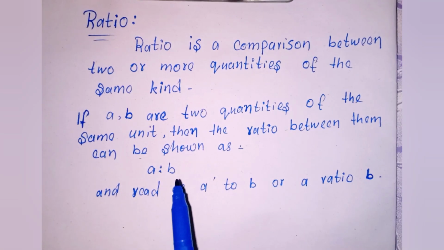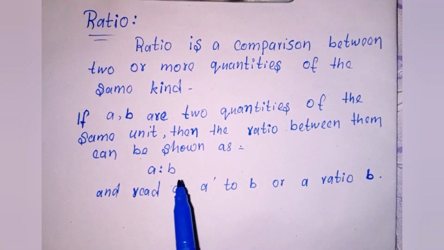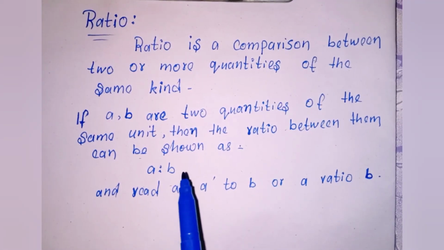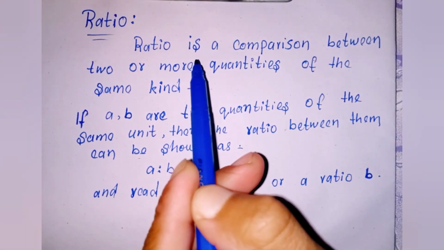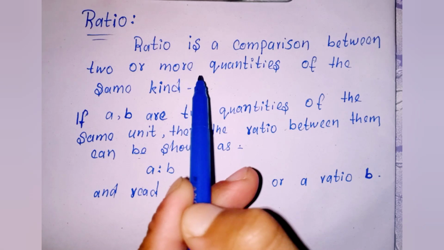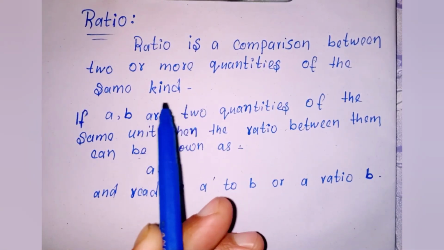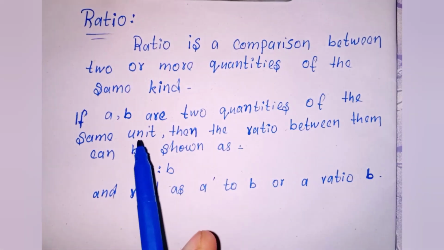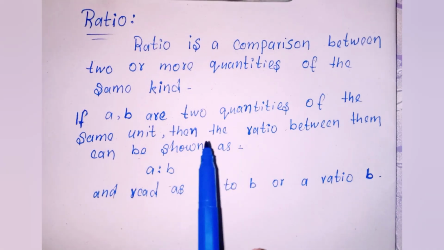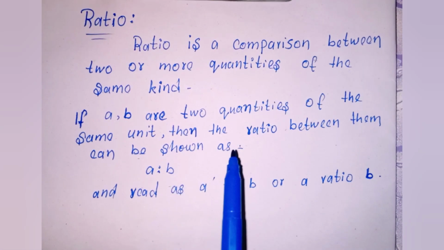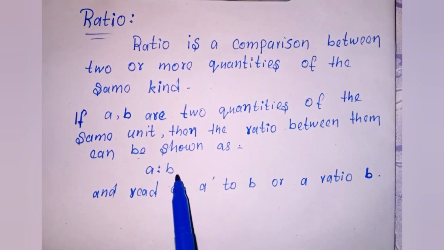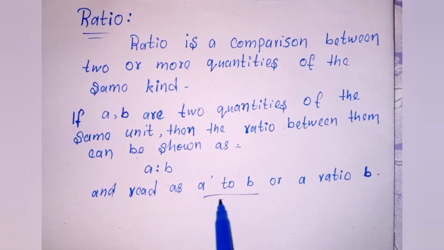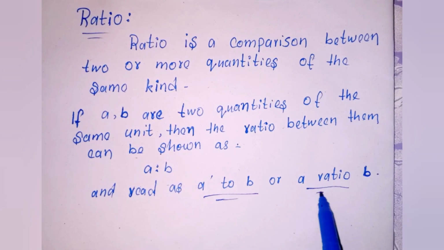In this video I'm going to discuss ratio, and later on I will solve some questions on this topic. So the definition of ratio is a comparison between two or more quantities of the same kind. If A, B are two quantities of the same unit, then the ratio between them can be shown as A ratio B, or it is read as A to B.